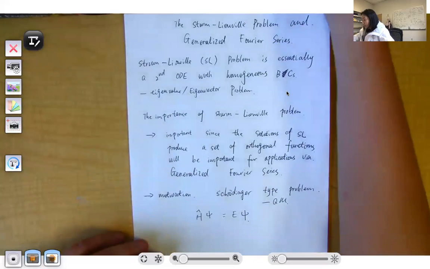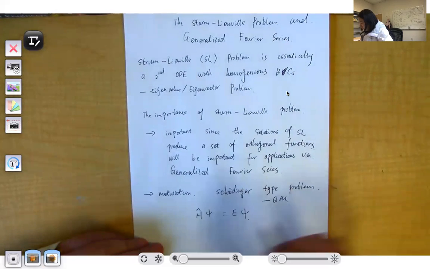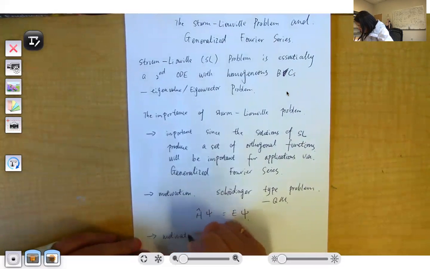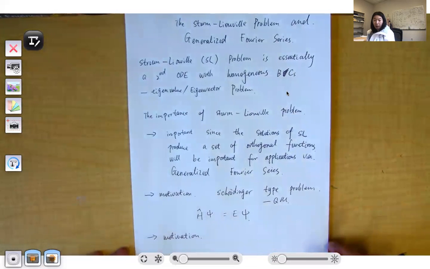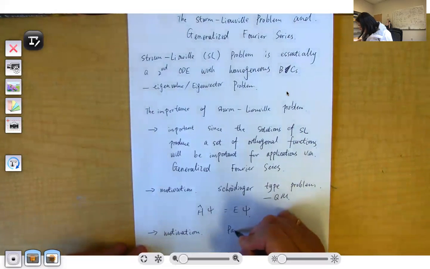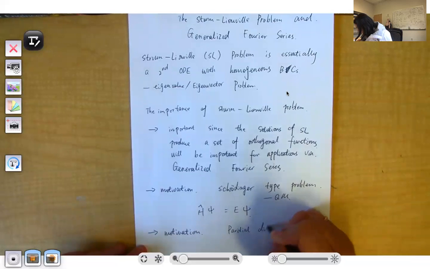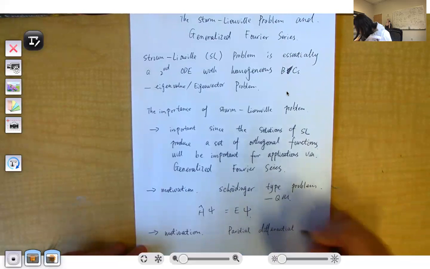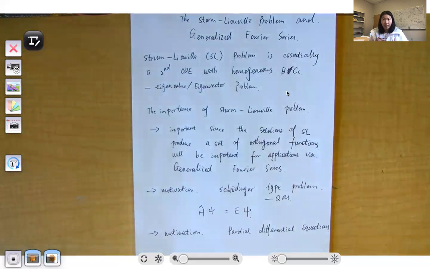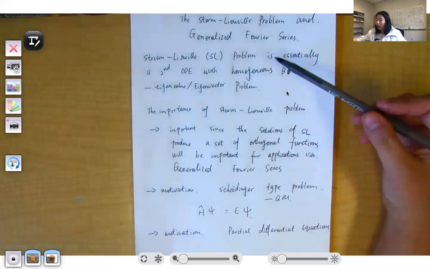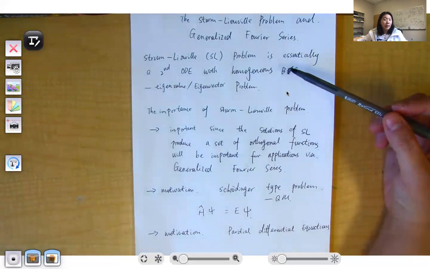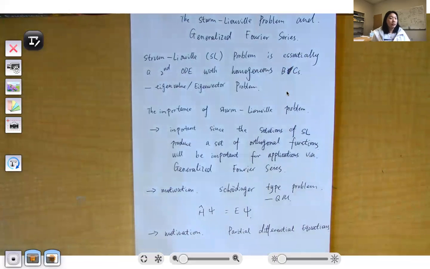Okay, and also another motivation is that the Sturm-Liouville problem is also very useful for PDEs, partial differential equations, which we will talk about later. And next, we will give a brief definition of the Sturm-Liouville problem, how you can decide whether your problem is an SL problem or not. Then we will work through a couple of examples of how we can solve this kind of problem and what the solution looks like, okay?